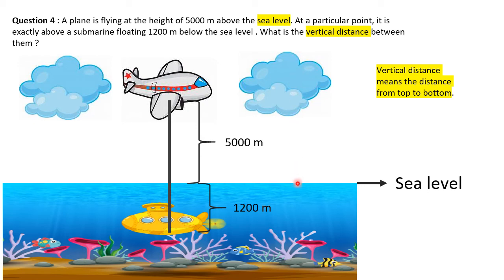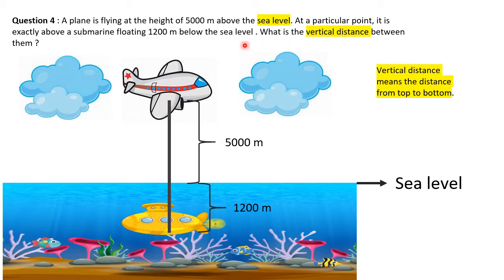So that is vertical. Now for your additional information, there are two types of distances. The distance measured from top to bottom is called vertical, and the distance that is measured from side to side, left to right or right to left, is called the horizontal distance. Anyway, we need to know what is vertical distance. Vertical distance means the distance from top to bottom or bottom to top. That is the vertical distance.